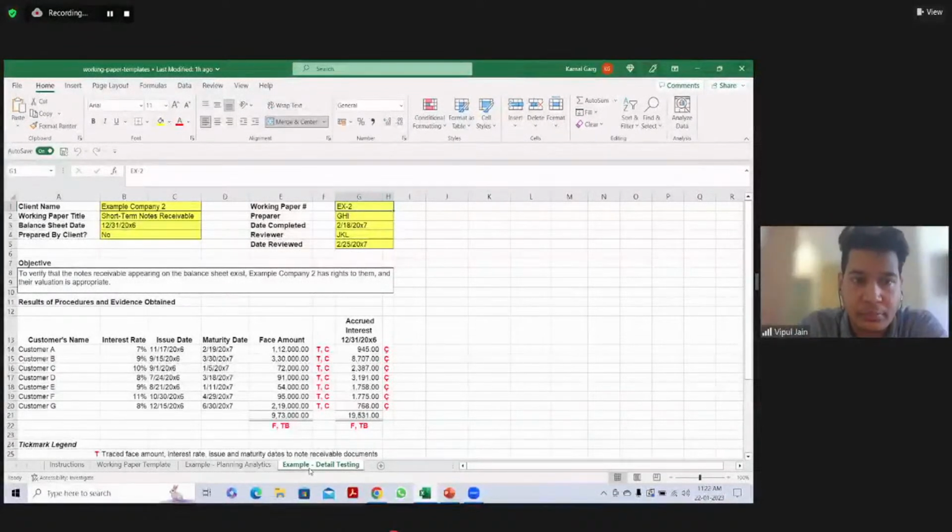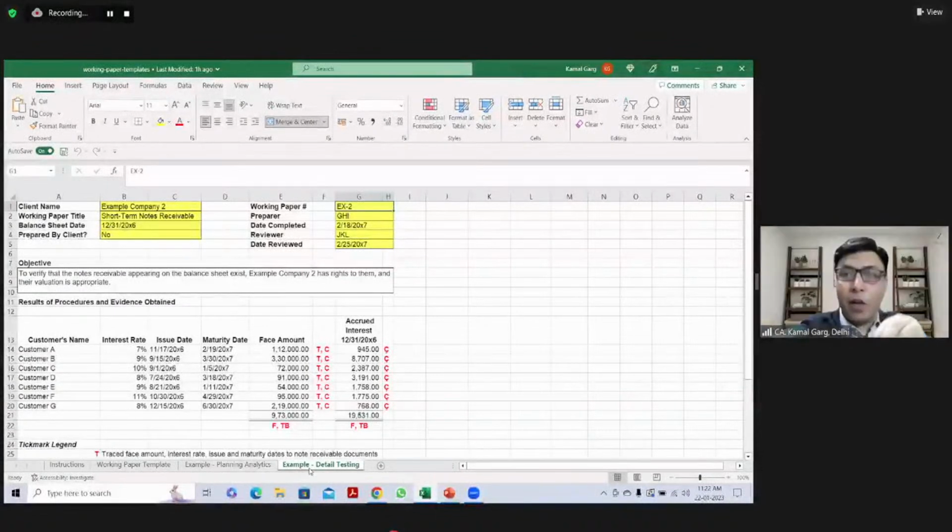So as on date in India, we do not have any prescribed format of working papers. Working paper format is entirely your choice. Then is preparer. Preparer means the person who prepared, like my article assistant prepared. So I will write the name of the article assistant here. Date completed. That means what is the completion date on which the conclusion is arrived. Then is reviewer. Reviewer means the senior partner. And then date reviewed. That means on which date it is reviewed.